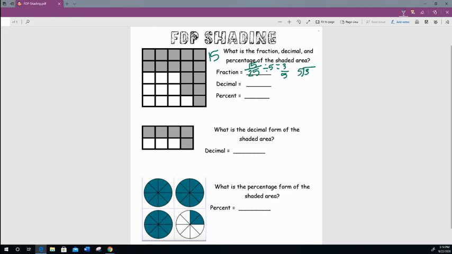3 here, 5 here. 5 can't go into 3. Add your decimals and zeros. 5 can go into 30 6 times. 5 times 6 is 30. When we subtract, we get 0. So our decimal for this would be 6/10.